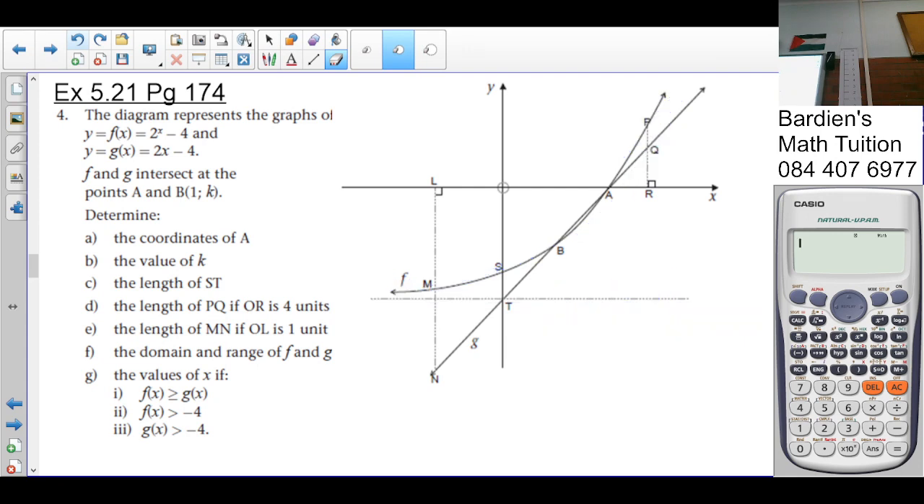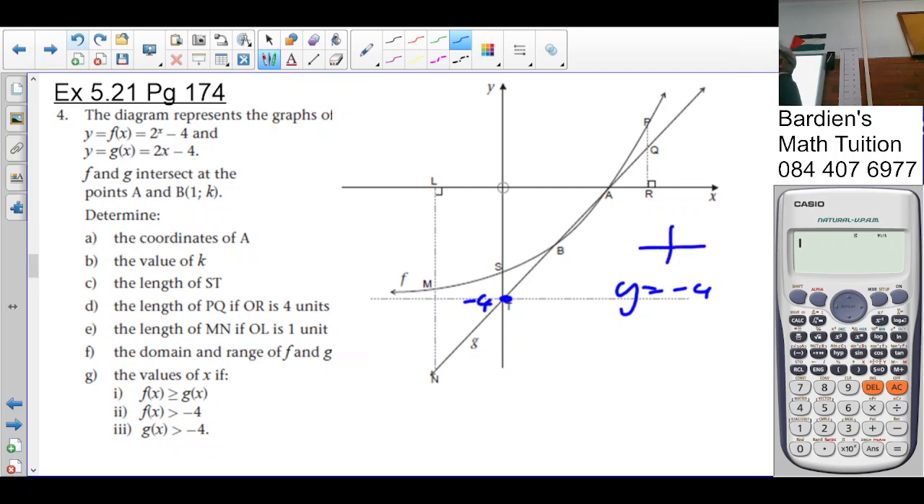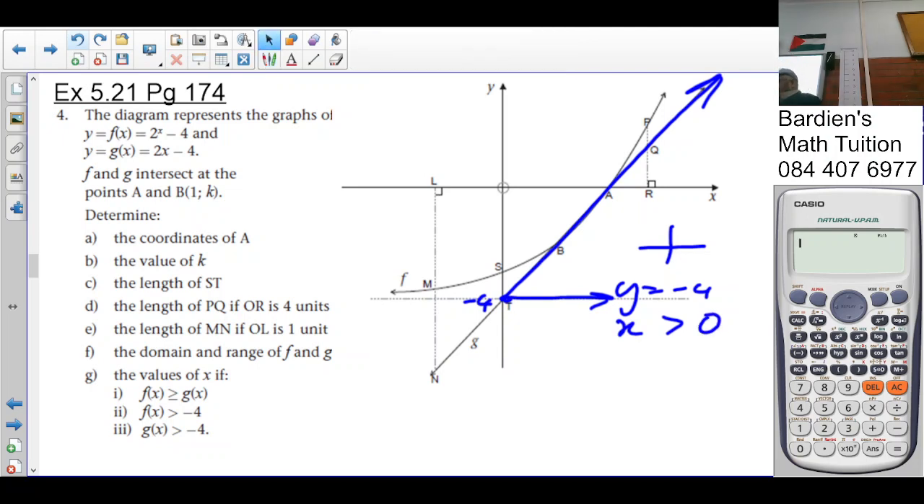And then, lastly, g of x is greater than negative 4. We know that line is y equals negative 4. G of x is a straight line, so it must be above that graph of y equals negative 4. It's only that part of the graph which is greater than negative 4. In other words, we must say x must be more than. Okay.